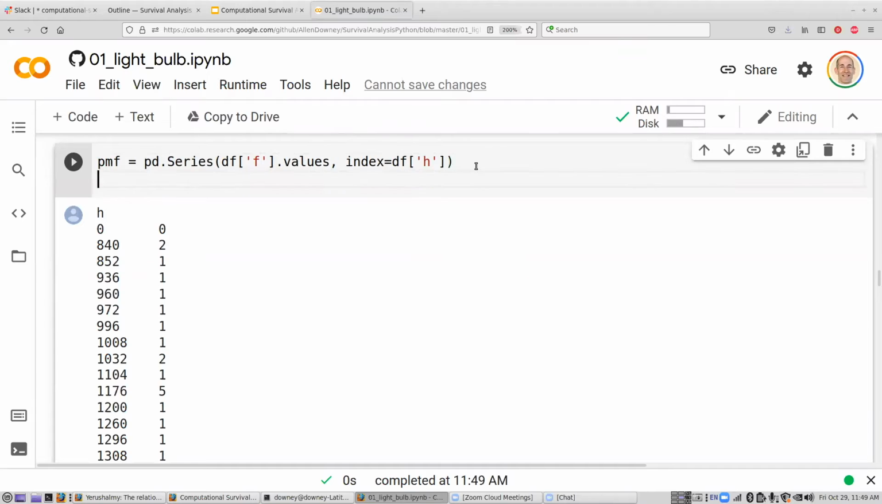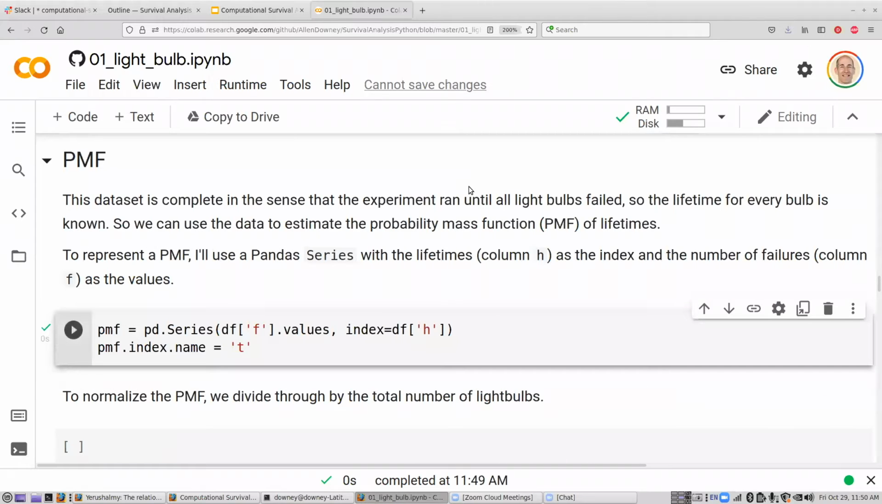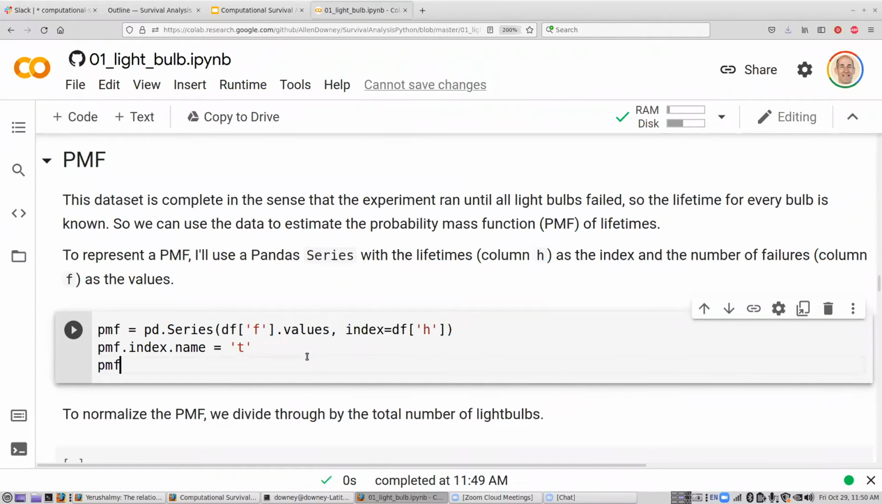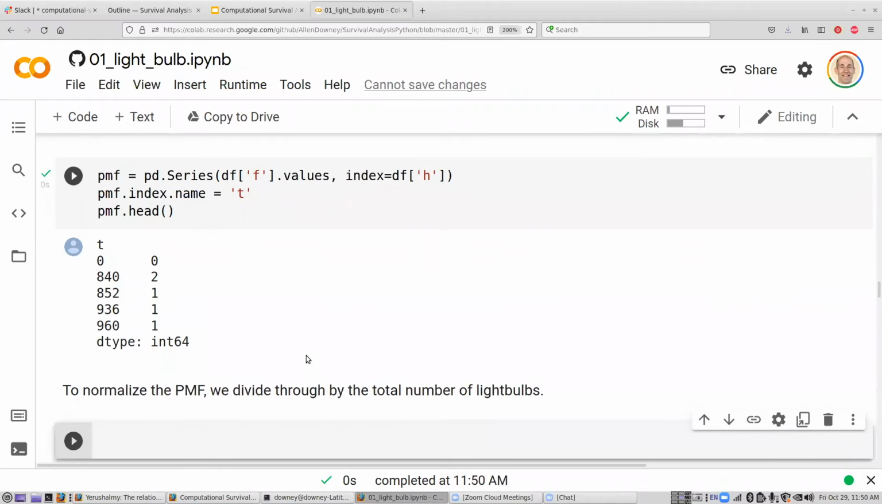And I'm going to do one other thing, which is I'm going to give the PMF.index a name. And I'm going to call it T, just to be consistent with my notation going forward. So now if I display this PMF object, let me just show the first few lines using head. What I see on the left-hand side is the index, which is called T, and on the right-hand side, the values, which are the expiration dates, the times when the light bulbs failed.